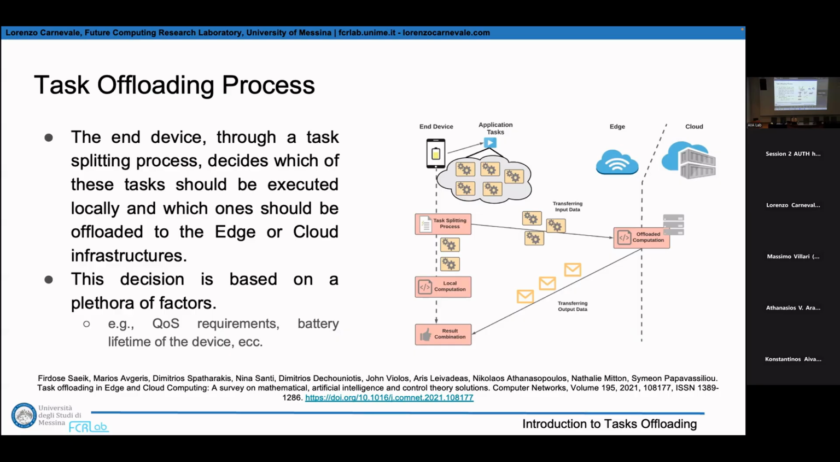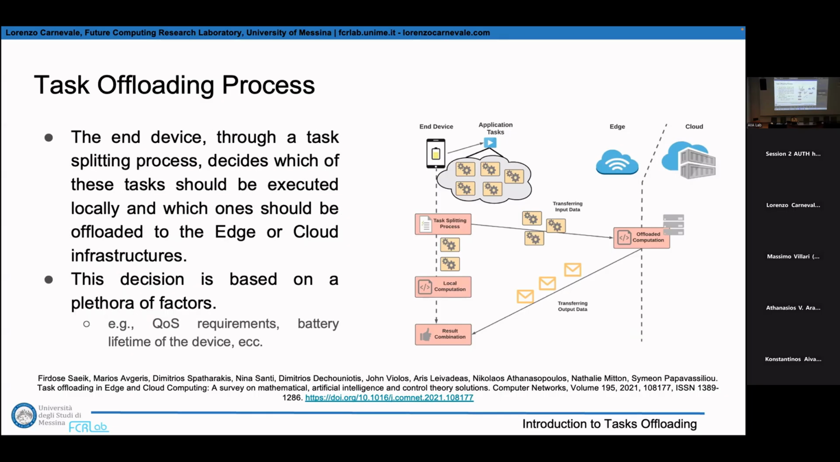Still the battery lifetime of the device. A typical example for IoT devices, or in general battery-powered devices, is that the computation that runs on these devices can be offloaded before running out of battery. So in this case, the end device has to understand the amount of time that remains before it runs out of battery, and then take the task that cannot be successfully computed in that amount of time and migrate it to the target destination.